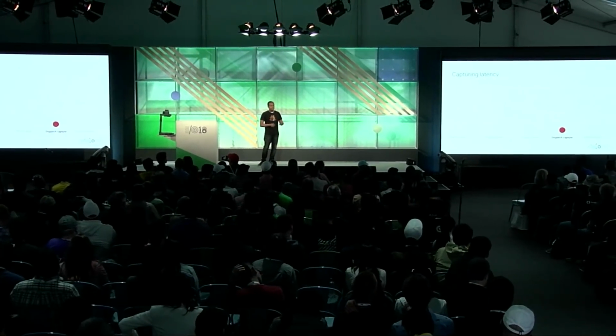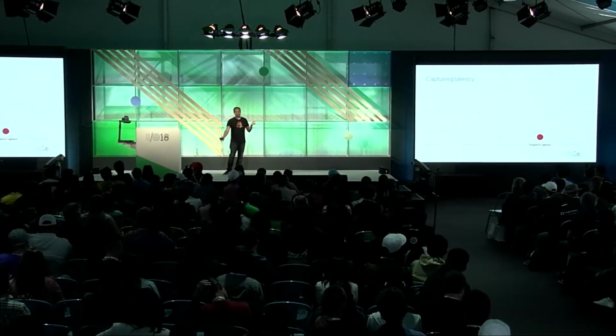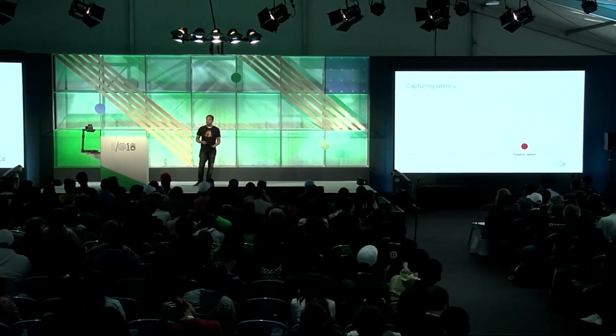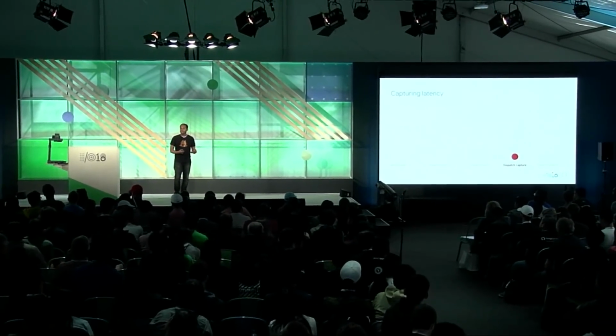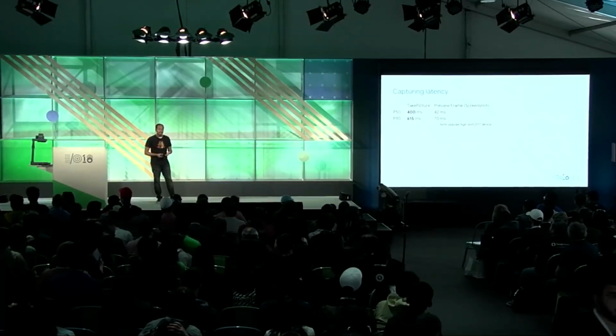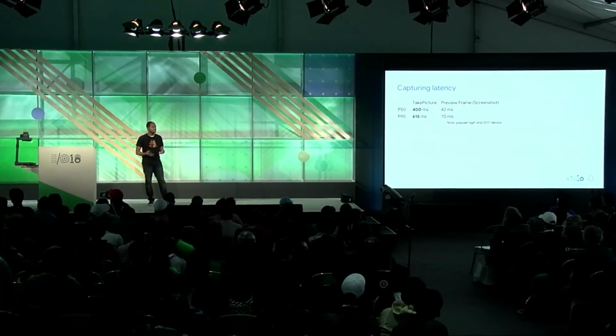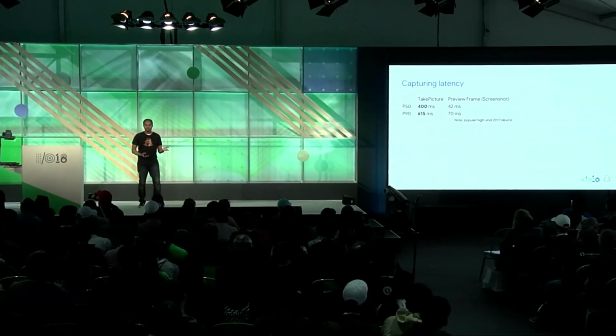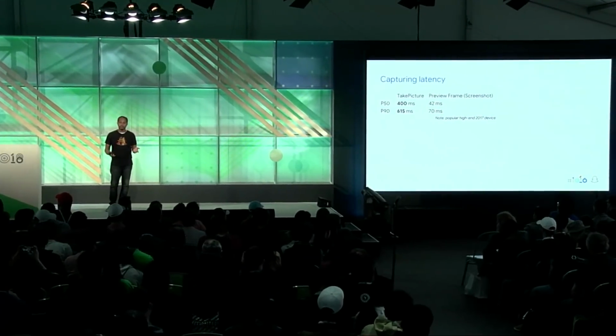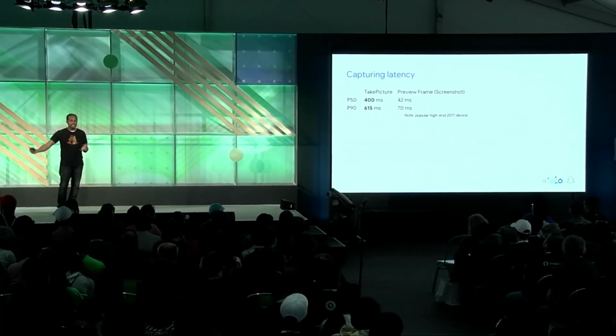Now, Oscar mentioned you tell the camera, hey, capture a frame, and you wait, and your callback is called. But there's a lot of latency involved in this step. In Camera 1, the API is called takePicture. And it takes 400 milliseconds on a really high-end phone from last year. Whereas if you take the preview frame that's optimized for low latency, it's an order of magnitude smaller. And you can see the P90s are quite high.